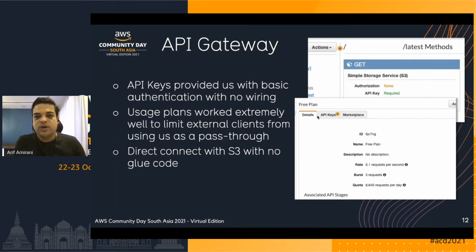They only wrote the UI and they would simply bank on our backend, and that would increase our cost. So then what we started doing is that we started creating API keys. We had that basic authentication in place. And every time a third party wanted data from us, we would point them to this API gateway endpoint. Again, no plumbing was needed because we didn't have to build anything. Everything came out of the box with API gateway.